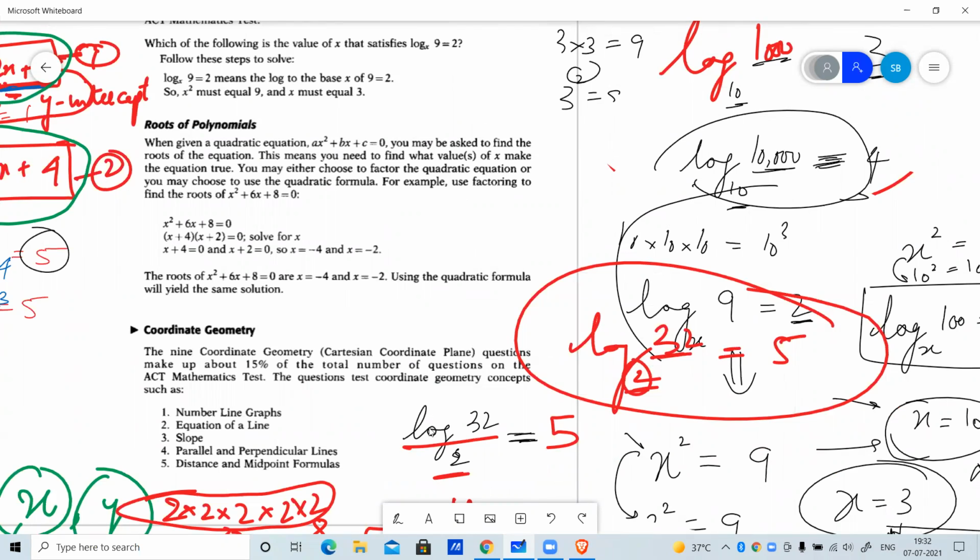There's an example here. I'm writing it. Are you able to see my screen? Yes. So this is an example here with a yellow mark, which I have done. So x squared plus 6x plus 8.